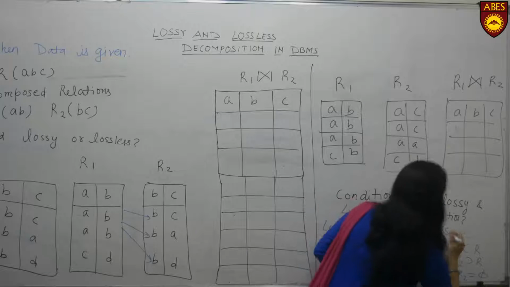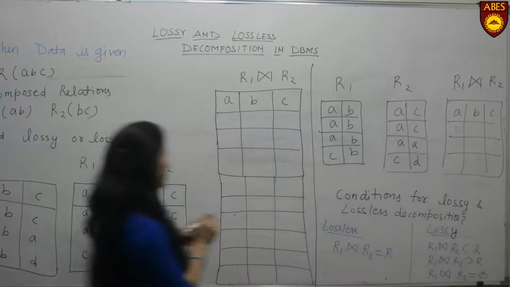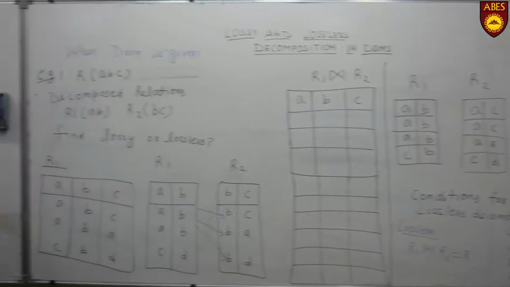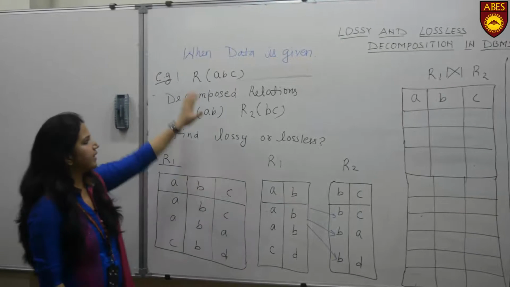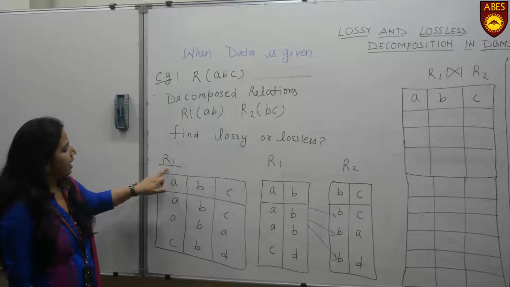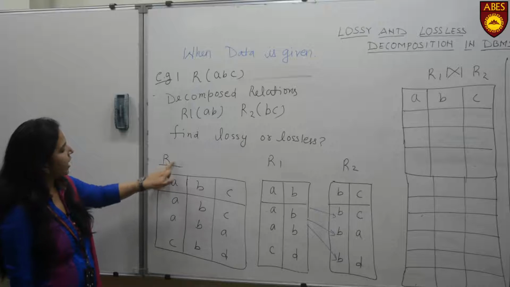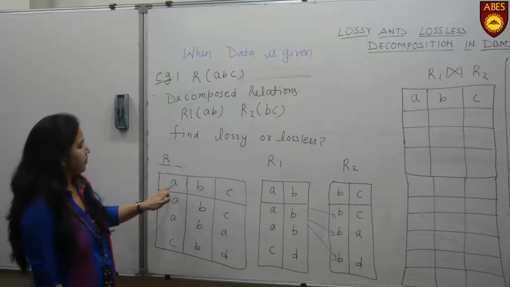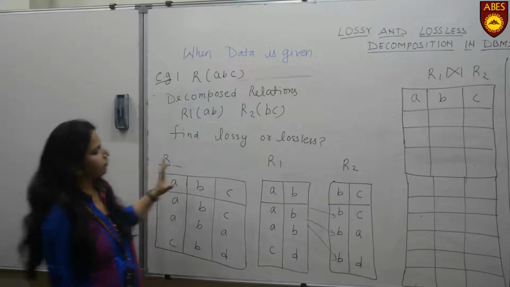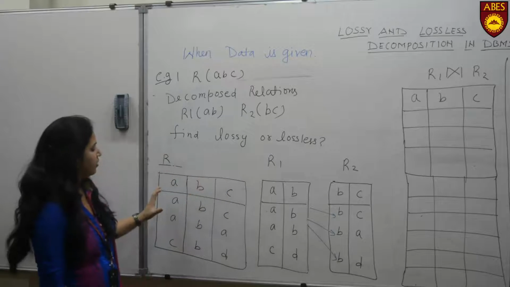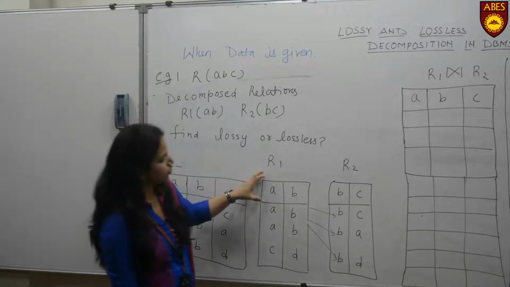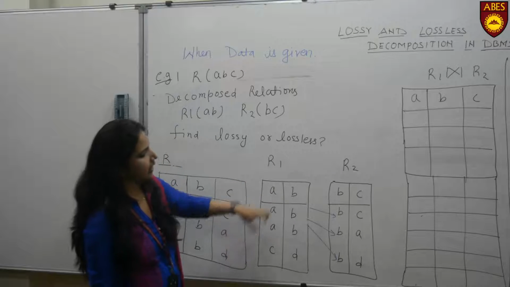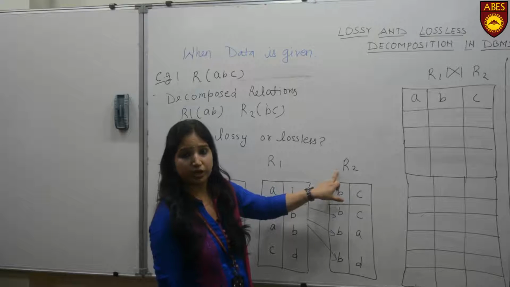Okay. So let's take an example. Let's calculate lossy and lossless by taking this example. Here the table for R is given like this, and for R1 we can find the table by considering the first 2 attributes of the original relation. So the table for R1 is like this, and similarly the table for R2 is like this.